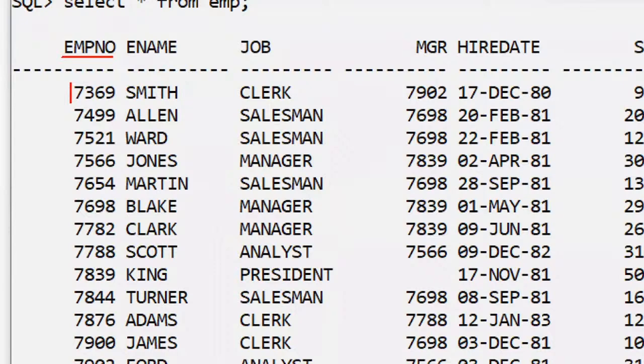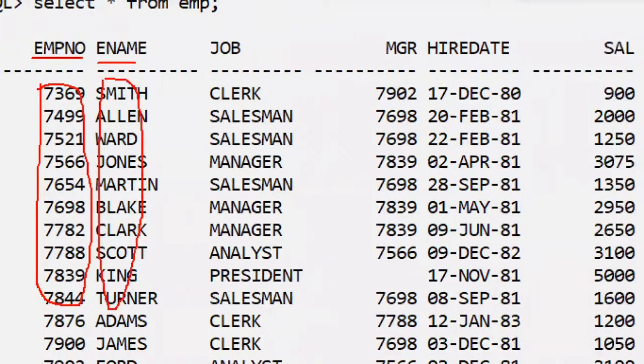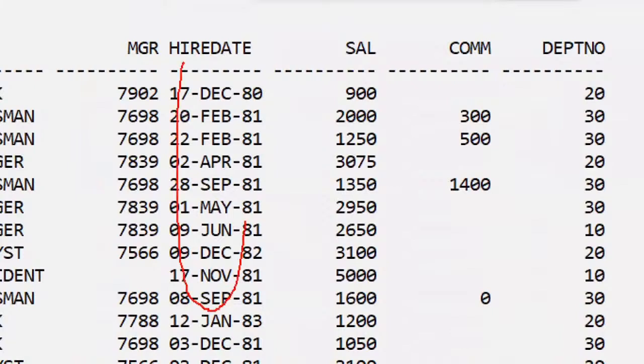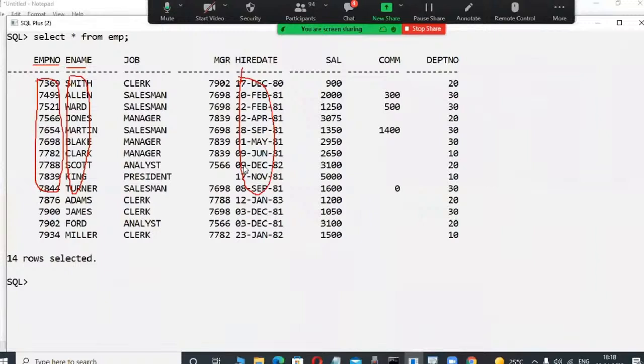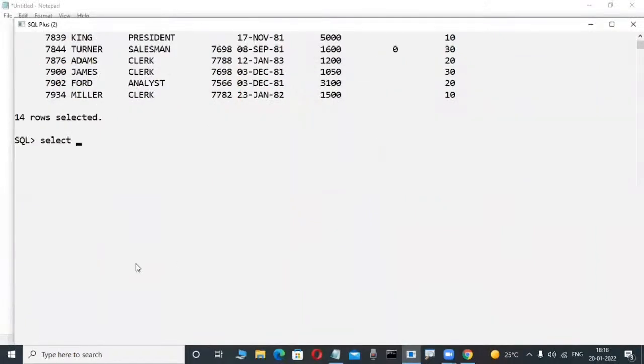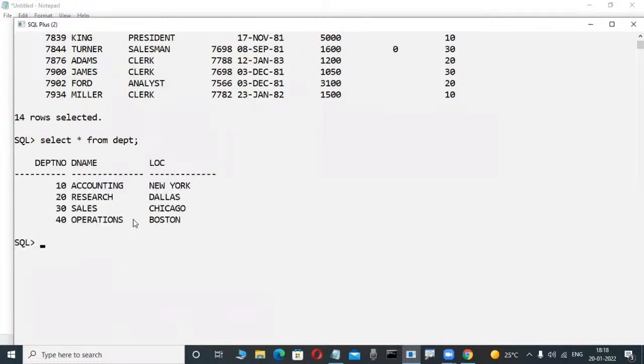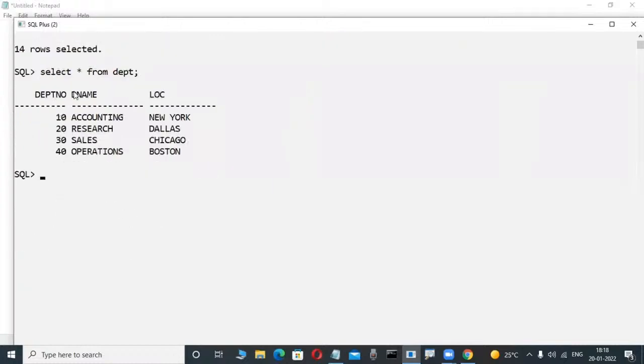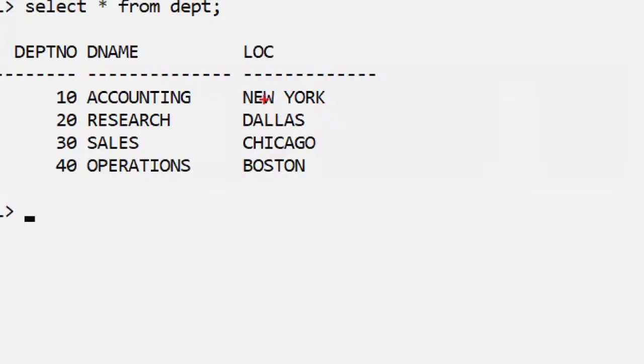Here, employee number: in this column only numbers are available. Slowly observe here: in this column only characters are available. In this column only dates are available. That's why, observe here, the data is stored in a structured manner. Suppose, in your relational database side, structured data is there. A structured collection of data is there.